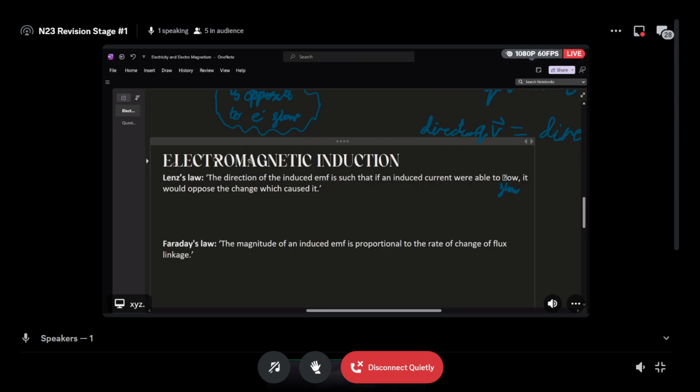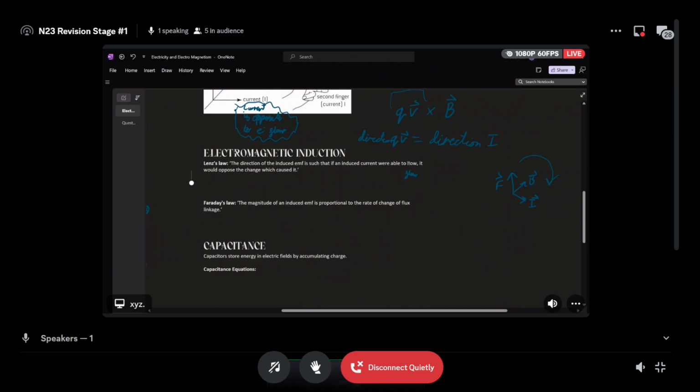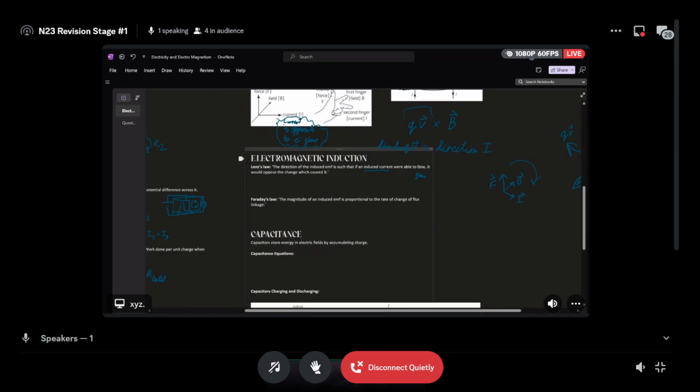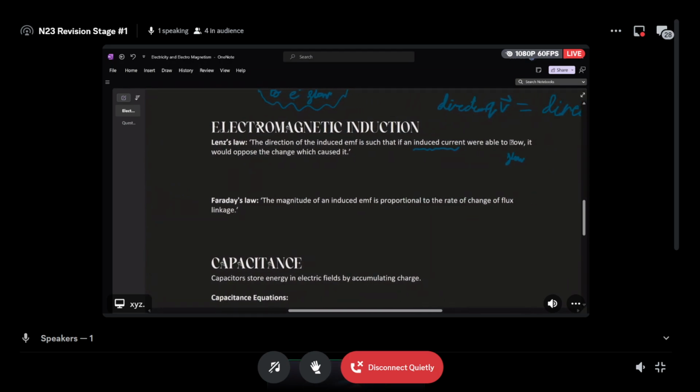Okay. So Lenz's law is the direction of an induced EMF is such that if an induced current were able to flow, it would oppose the change that caused it. So the current would create a magnetic field that opposes the change that caused it. Okay? And Faraday's law is the magnitude of induced EMF is proportional to the rate of change of flux linkage.